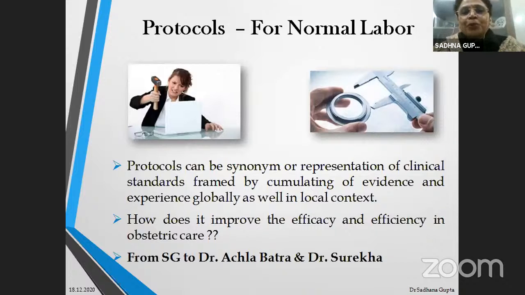And first of all, protocols. Like Dr. Leela says, it is difficult to define. My first question is to Dr. Achla Batra and Dr. Sureka, who are heading institutions in different settings and in different states. What is the protocol? How do you perceive that there should be protocols for labor management, which is so much a part of basic OB-GYN practice, and if we follow it, does it have efficacy and efficiency in obstetrical care? Does it really improve care, or does it not matter?